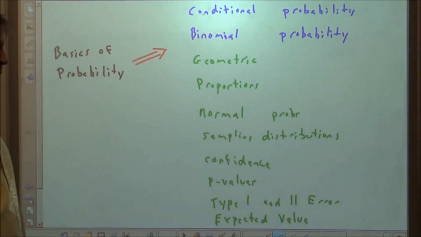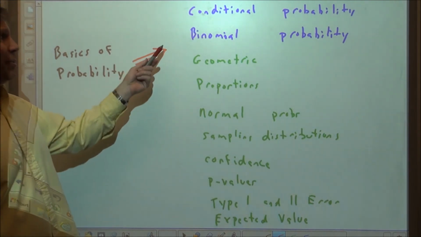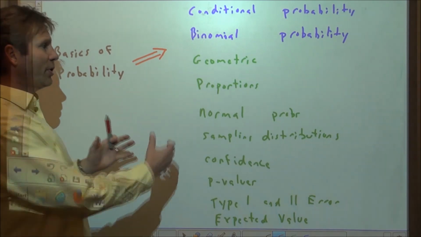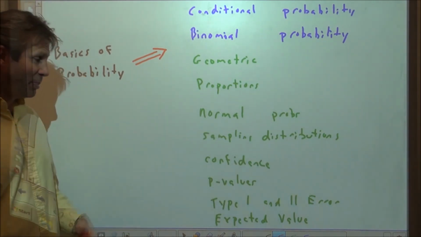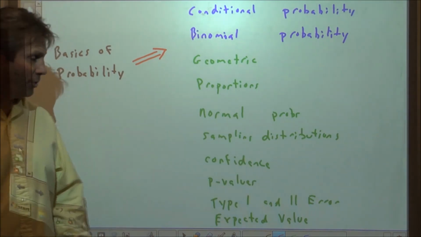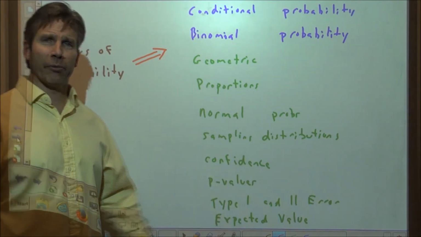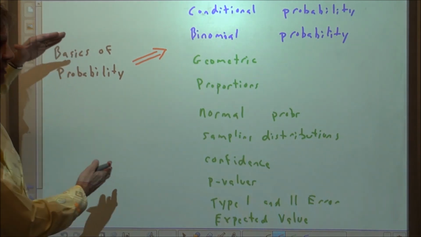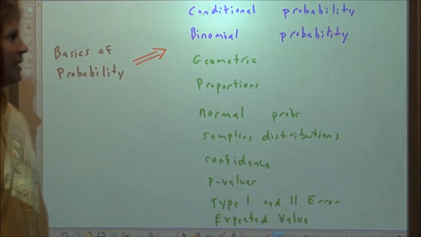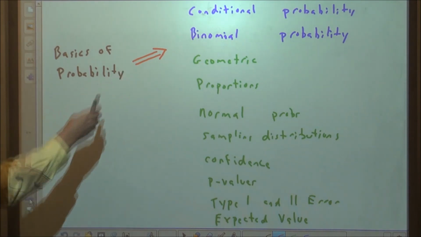So the basics of probability, what do they lead into? They lead into conditional probability, binomial probability, geometric, proportions, normal probabilities, sampling distributions, confidence intervals, p-values, type 1, type 2 error, and expected value, one of the most important things in all the world of statistics. So understanding the basics is vital for us to be able to do the rest of these, and there's more videos on some of the rest of these topics.